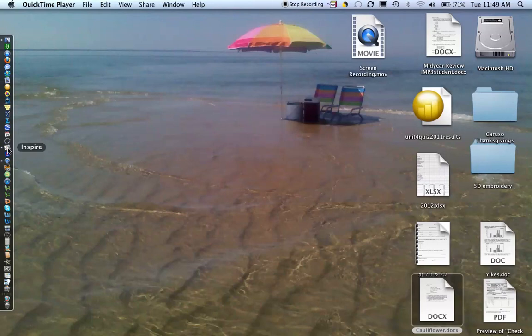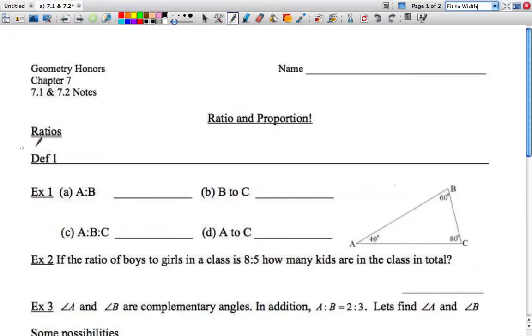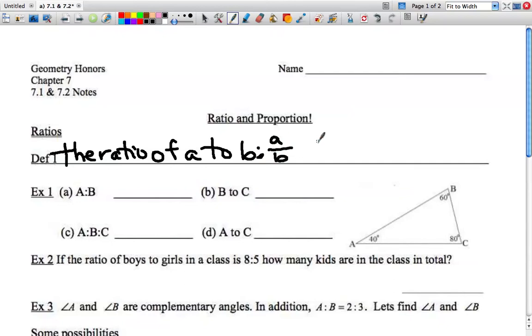Today we're going to talk about ratios and proportions. Definition of ratio. The ratio of A to B can be thought of as A over B, A colon B, or A to B.